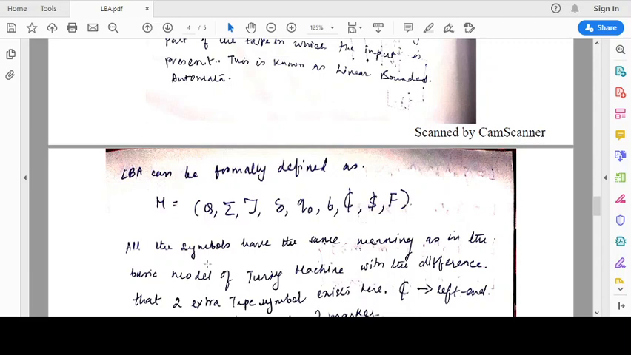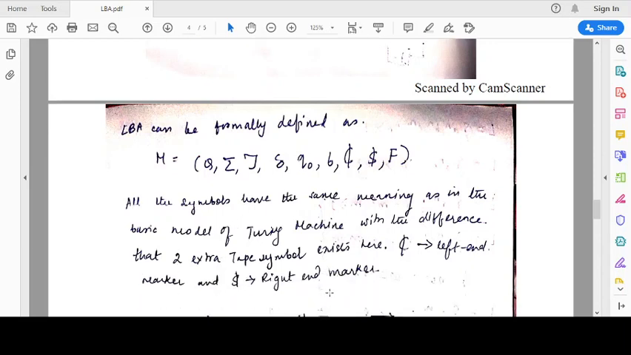The only difference, if you look at this carefully, is that all the symbols I have written have the same meaning as in the basic model of the Turing machine, with the difference that two extra tape symbols exist here: this one and this one. This dollar and this C hash are two extra symbols that have been used in the linear bounded automata.